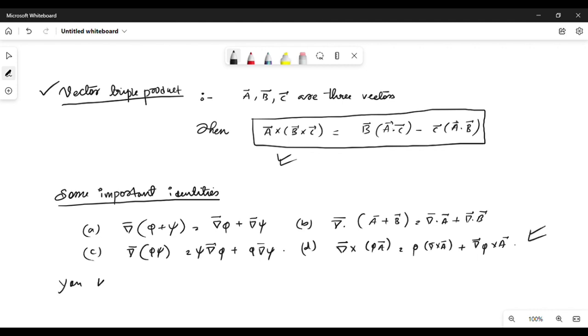Also, these things you already know. You may revisit your BSc days. That is A dot B is equal to magnitude of A into magnitude of B into cos theta, where theta is the angle between the two vectors. So these things you already know.